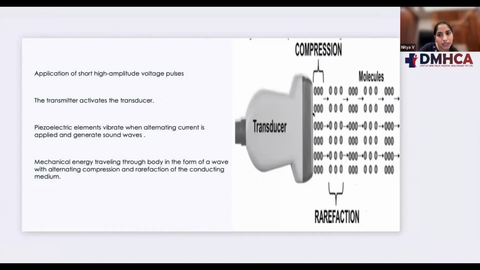Just initiating the process, first of all, a high amplitude voltage pulse is applied by the external source, which is taken into the cable, a secure connection between the transducer and the ultrasound machine. Then the transmitter activates the transducer. When the transducer is activated, these piezoelectric elements vibrate when the alternating current is applied, and that generates the sound wave. Sound energy is a form of mechanical energy, and it travels through the body in the form of a wave with alternating compressions and rarefactions in the conducting medium.